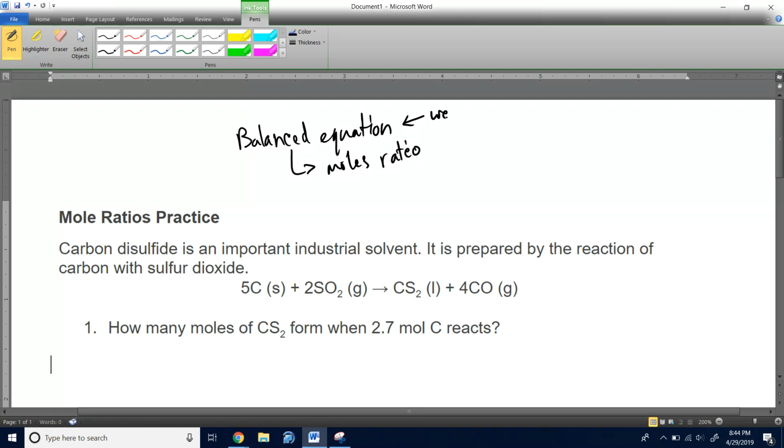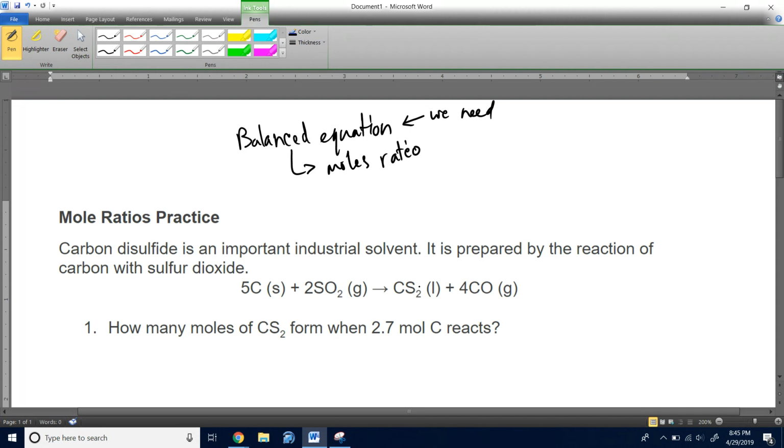Okay, so we look at our equation here: 5 moles of carbon plus 2 moles of sulfur dioxide gives us, or reacts in order to produce, carbon disulfide and 4 moles of carbon monoxide. So to me it seems like this is already balanced. Here we have 5 carbons, here we have 5 carbons, here we have 2 sulfurs, 4 oxygens, 4 oxygens. It looks like we're set.